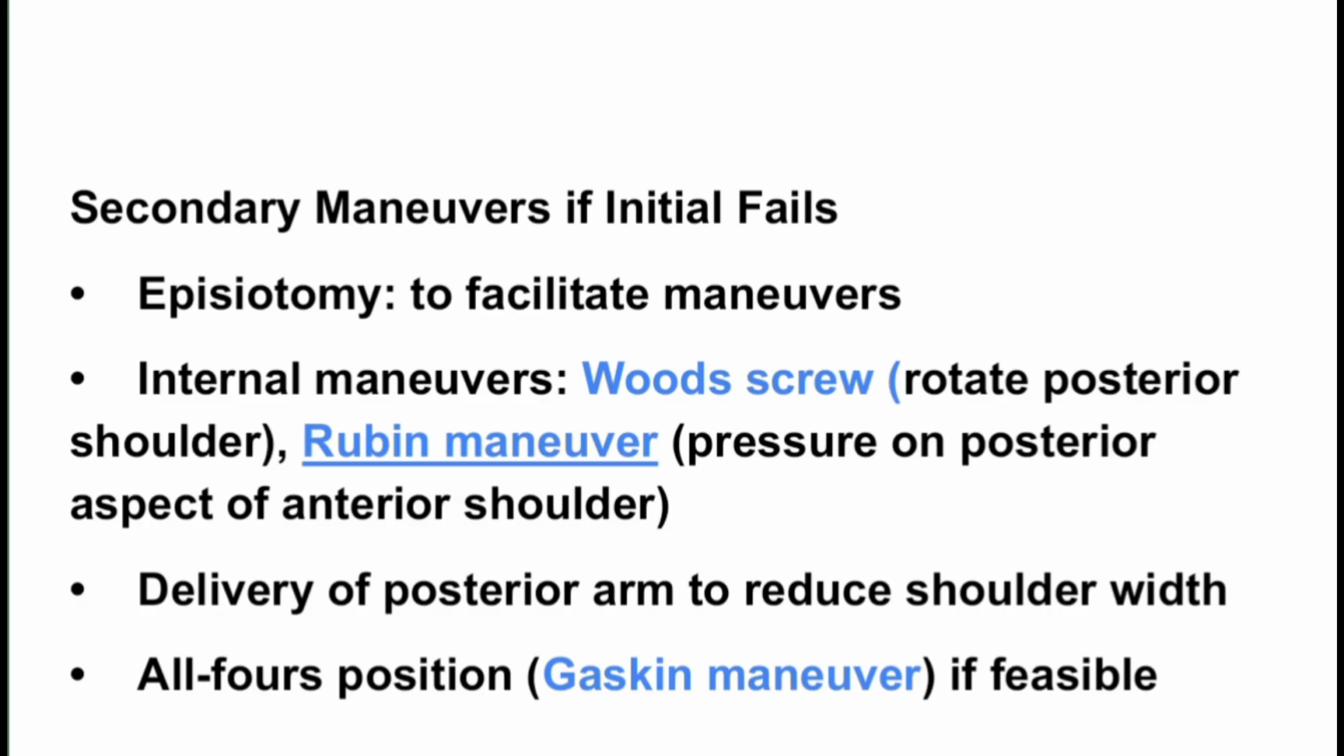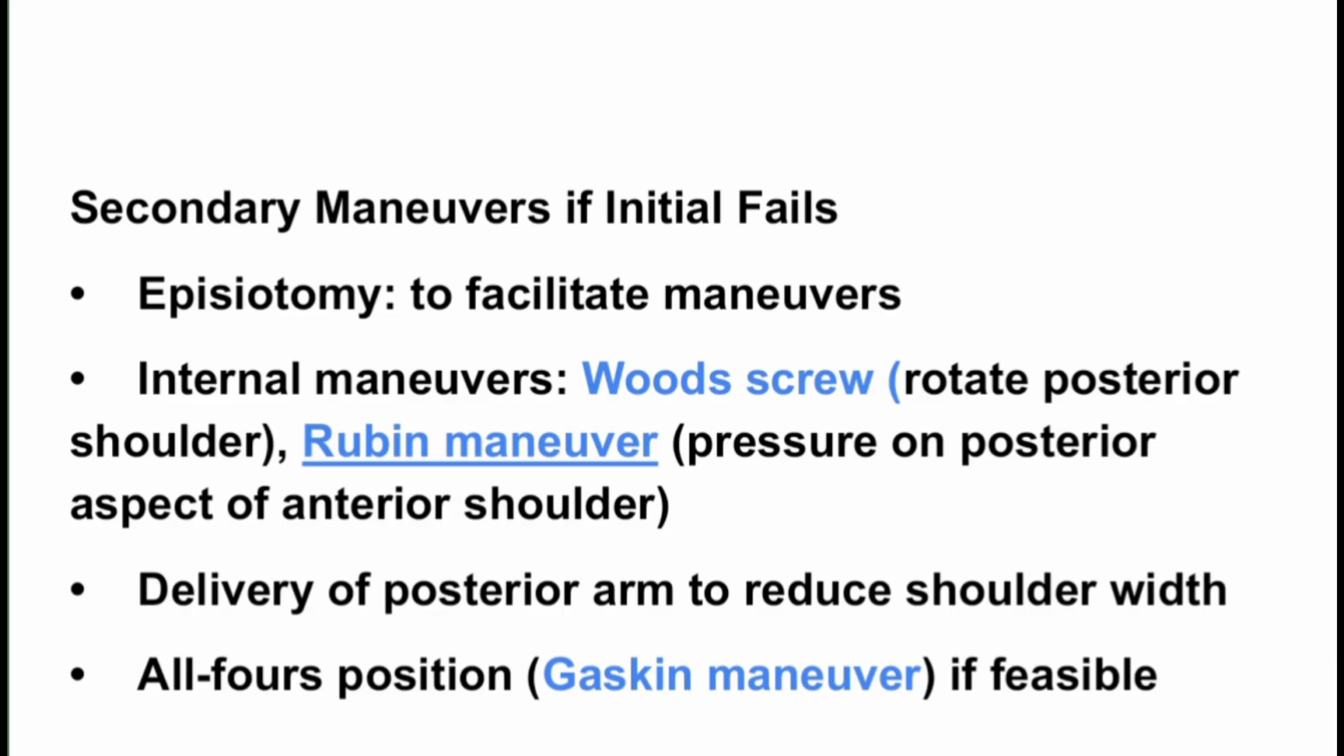Okay, for our secondary maneuvers, we're going to perform an episiotomy to facilitate these maneuvers. We're going to start with the internal maneuvers. So we're going to do a Woods corkscrew maneuver, just rotating the posterior shoulder, and we can also perform a Rubin 2 maneuver. We can combine a Woods corkscrew maneuver with suprapubic pressure and a Rubin 2 maneuver, which is an internal maneuver as well.